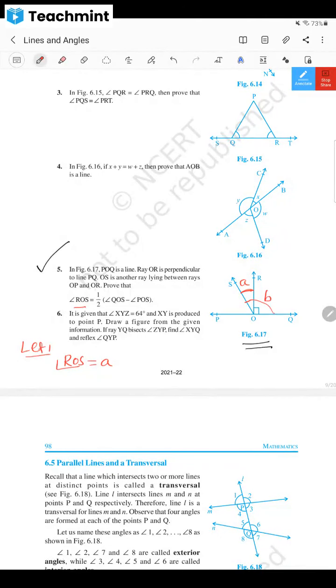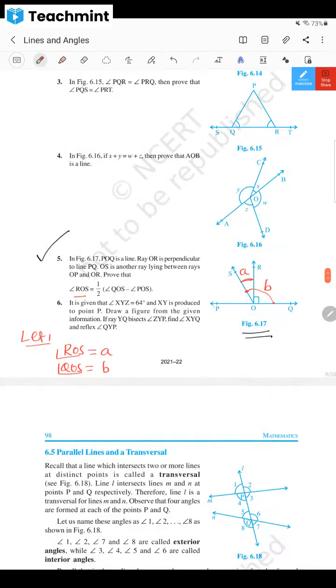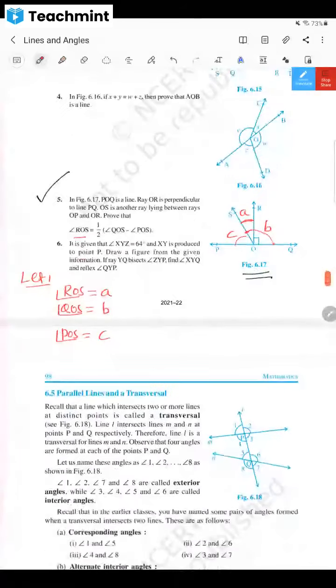Correct? Yes, sir. QOS, this complete angle, I will call it B. So angle QOS is equal to B. You have to draw that diagram. Then POS. Where is POS? This angle POS, let me call this C. Angle POS is equal to C. Is it clear? Whatever I have written here.